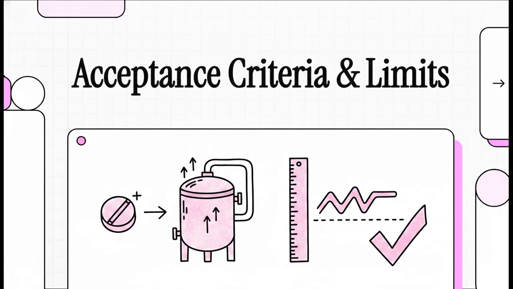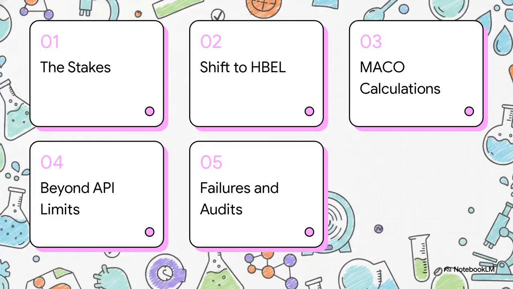Welcome to this explainer on Module 8 of our Cleaning Validation series, focusing on acceptance criteria and limits. Today, we're taking rote compliance and transforming it into scientifically defensible cleaning validation. We're going to look at exactly how we set the limits that prove, without a doubt, that our manufacturing equipment is truly safe to use from one product batch to the next. Okay, let's dive right into this. We'll start with the stakes, then look at the shift to HBEL. After that, we're mastering MACO calculations, moving beyond API residue limits and wrapping up with real failures and audits.